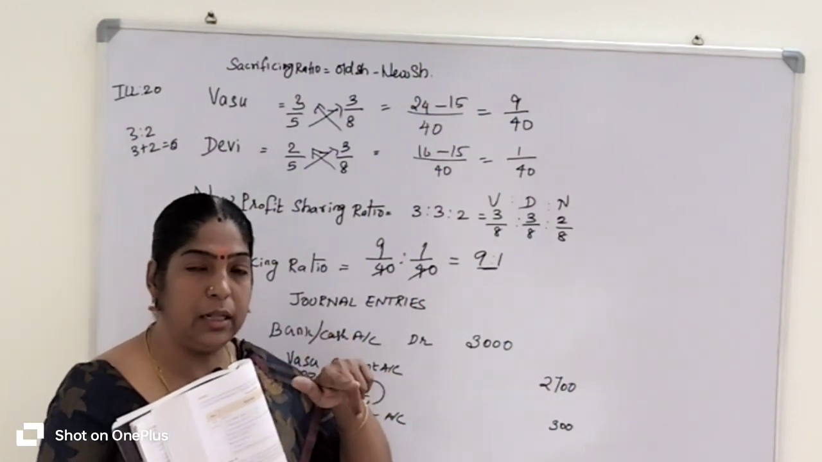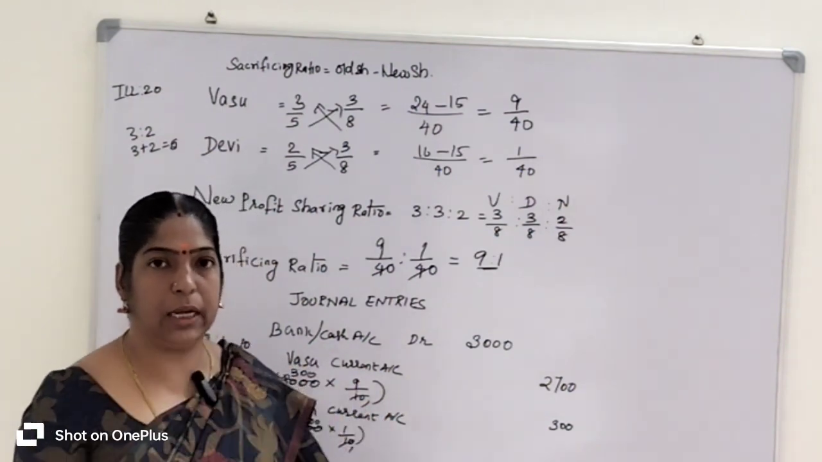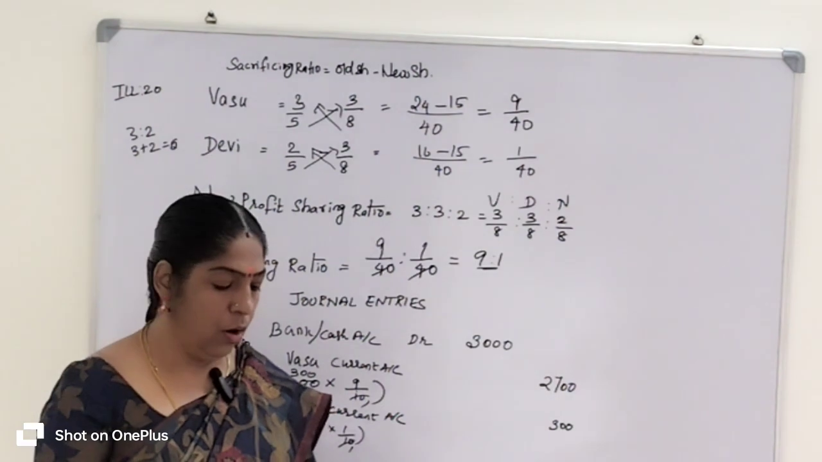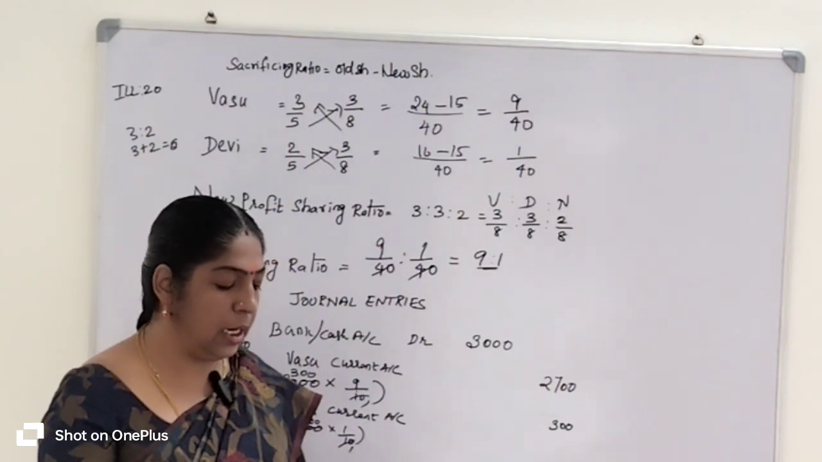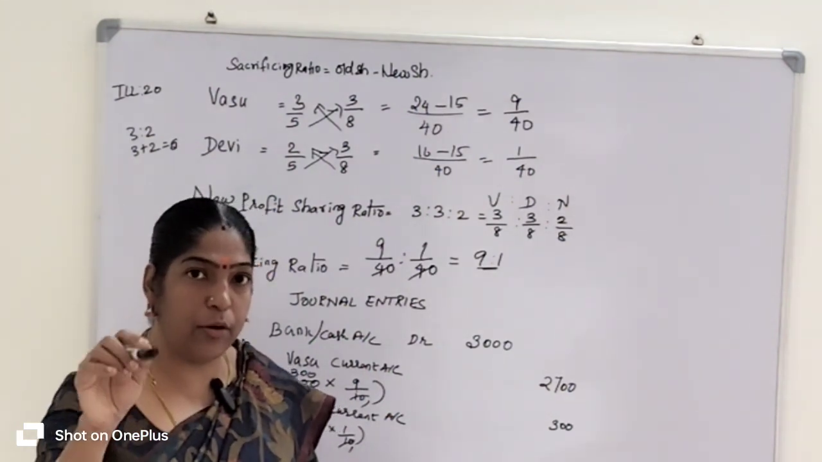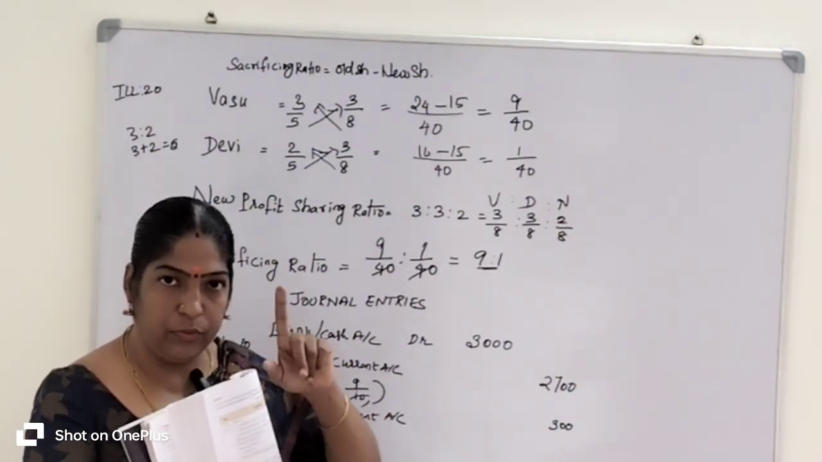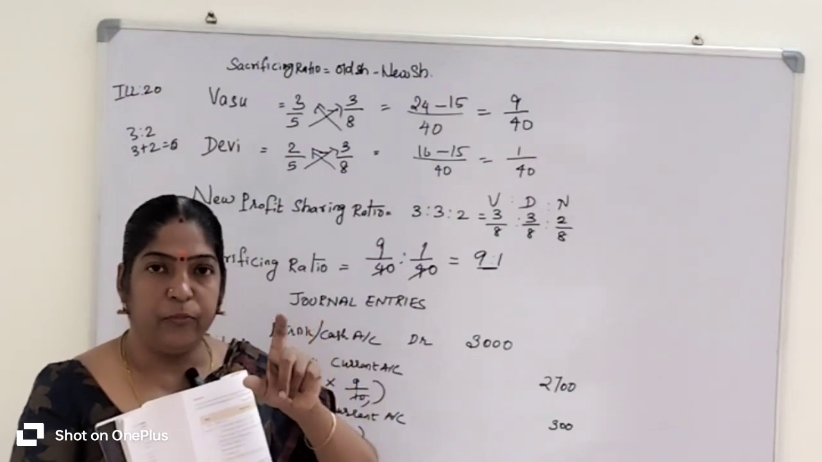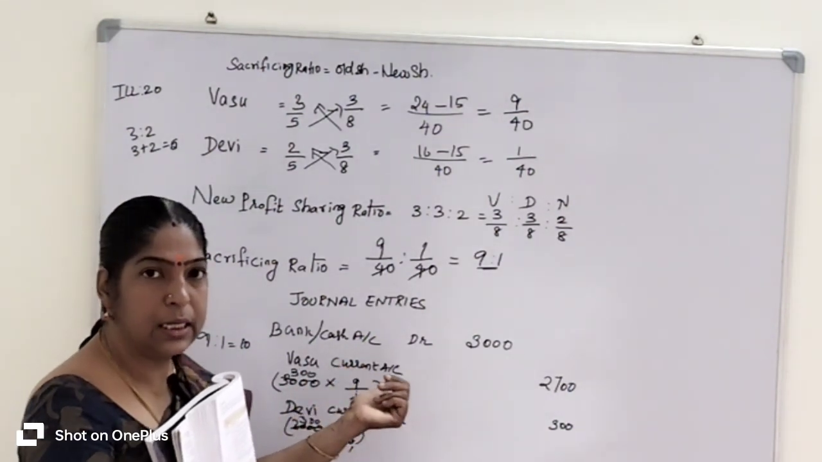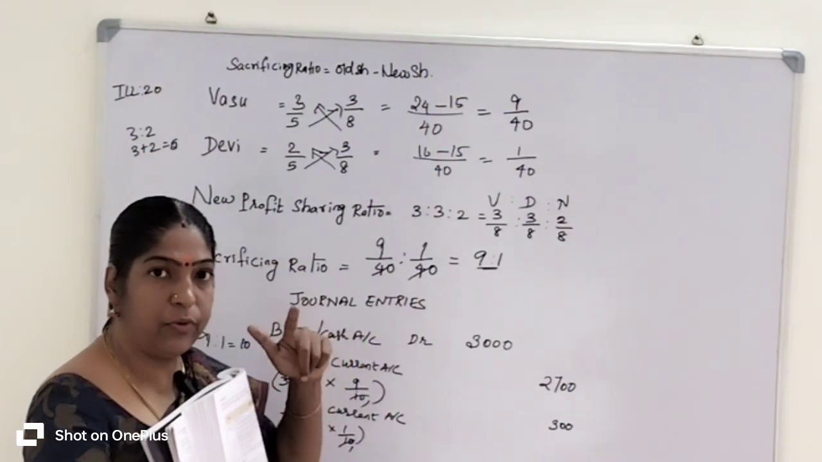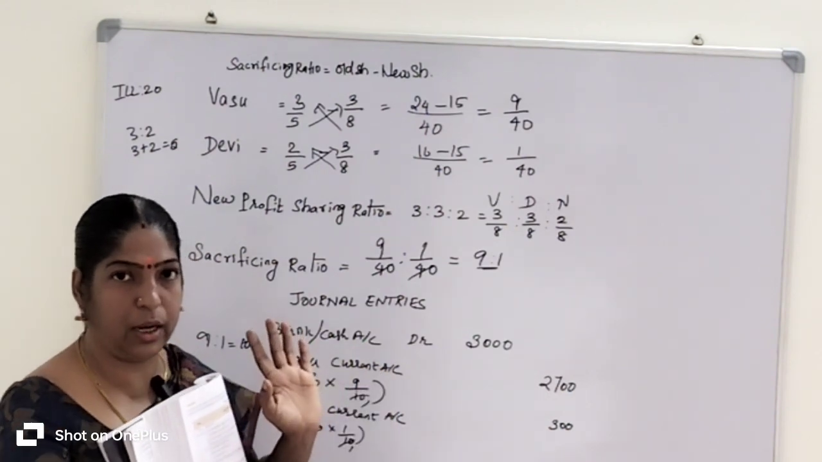If they give fluctuating capital system in the question, you are going to pass the journal entry in the fluctuating capital system, and you have to write old partners' capital account. Got it? If they give fixed capital account, you have to pass the journal entry to old partners' current account. If they give fluctuating, you have to write old partners' capital account here. Okay. Thank you. Take care.